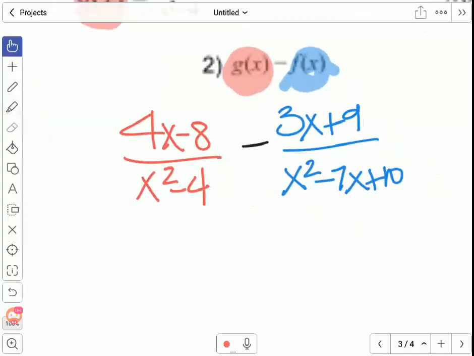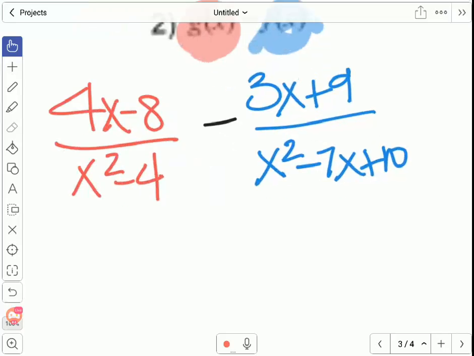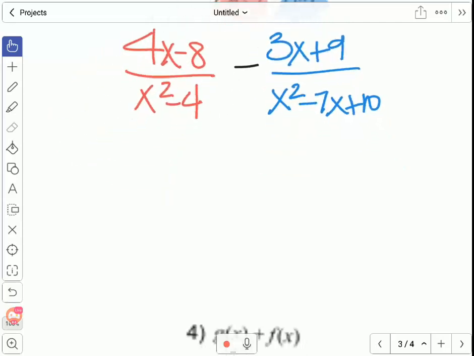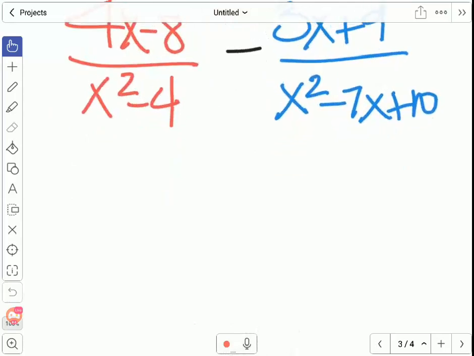So again, one of the things we talked about today that makes the addition and subtraction more complicated is that we have to find common denominators. So that's the first thing we have to do, is figure out what our common denominators are. In order to do that, we need to factor. We've got to figure out what our actual denominators are.